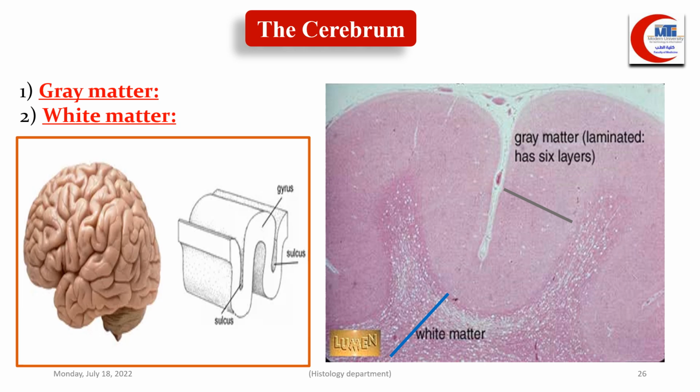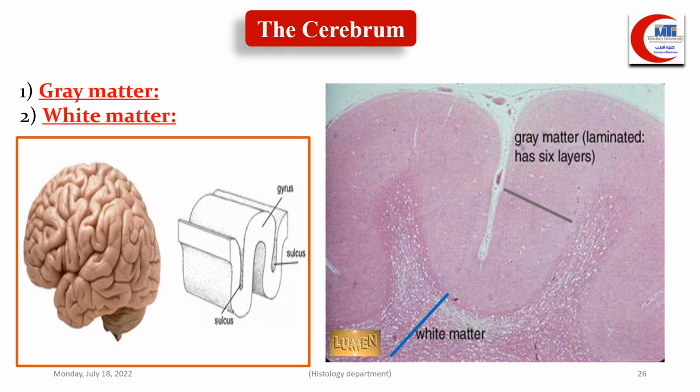Let's talk about the cerebrum. The cerebrum is formed of gray matter and white matter, like every part of the central nervous system. Here on the right side of the diagram, we can see that the gray matter is laminated and has 6 layers. Meanwhile, white matter is present inside.